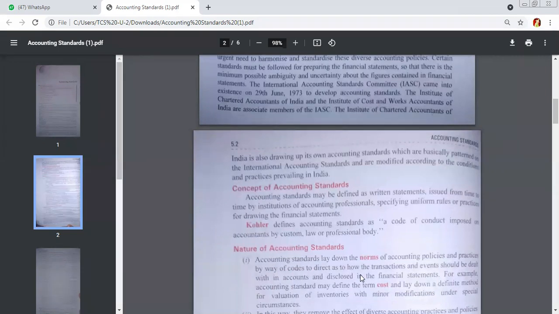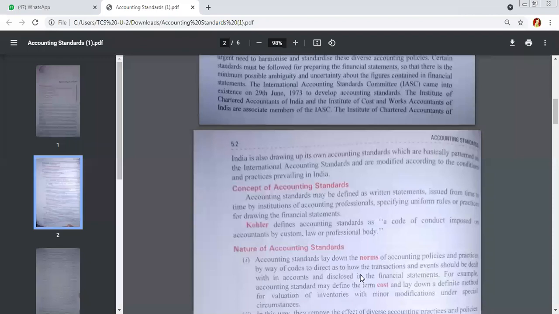Now let's move to the basic concept of accounting standards in the form of a definition. Accounting standards may be defined as written statements issued from time to time by the institutes of accounting professionals, specifying uniform rules and practices for drawing up the financial statements. Kohler has also defined them as a code of conduct imposed on accountants by custom, law, or professional body. So this is the meaning of accounting standards.